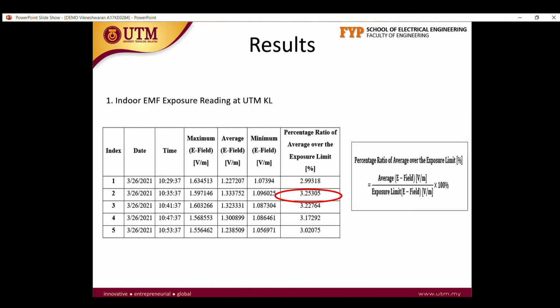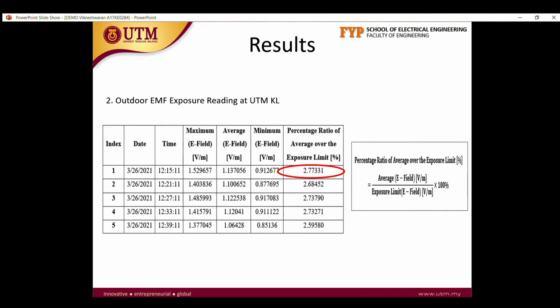The table shows the indoor EMF exposure reading at UTM KL. As you can see from the table, it consists of the maximum, average and minimum E field value, and the percentage ratio of average over the exposure limit was calculated using the formula at the right hand side. The red circle shows the highest value of the ratio, where it's still below the exposure limit.